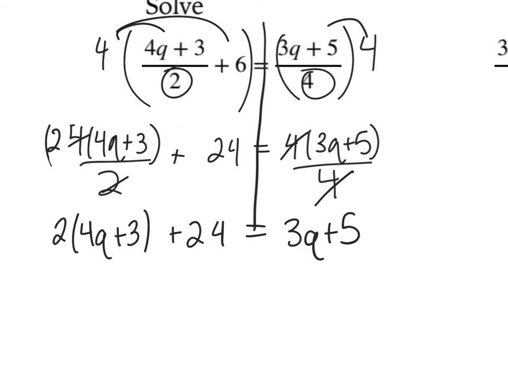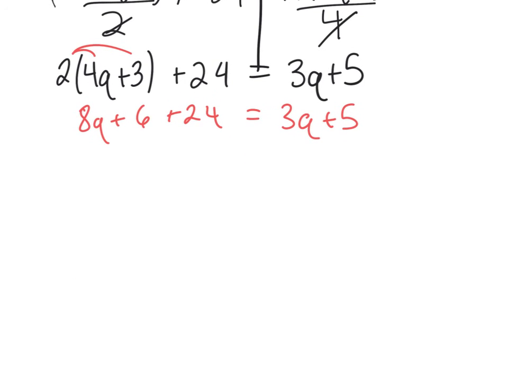Okay, go ahead and simplify. We can distribute this. 8q plus 6 plus 24 equals 3q plus 5. We do have some more simplifying to do before we can move anything. 6 and 24 becomes 30.